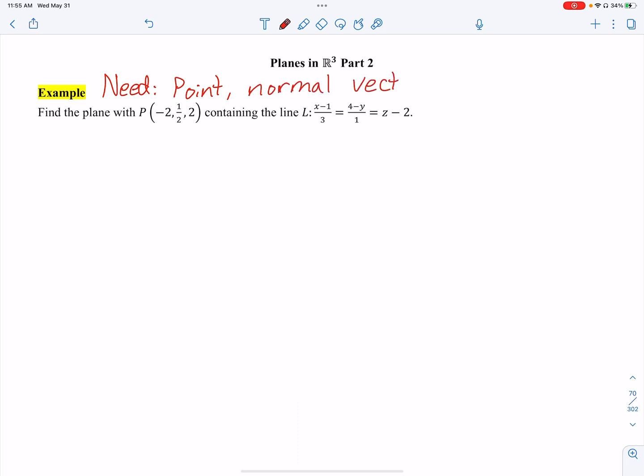All right, so we have the point. Let's start thinking about how we can get a normal vector. I know that I can grab a directional vector from the line. So that directional vector, which is like our slope, is 3, 1, 1. Right, so there's my directional vector.